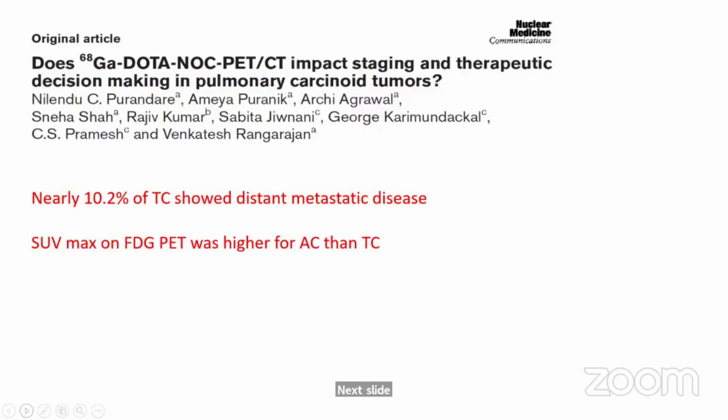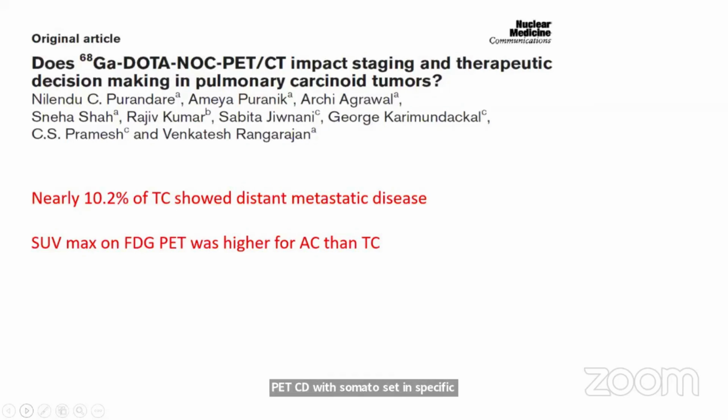Well, so how do we use gallium DOTANOC PET CT? As has been shown in this publication, nearly 10%, 10.2%, of the typical carcinoids show distant metastatic disease. So this is the increment that whole body imaging provides us when we are using whole body PET CT with somatostatin specific tracers. And also the SUV max on FDG PET.